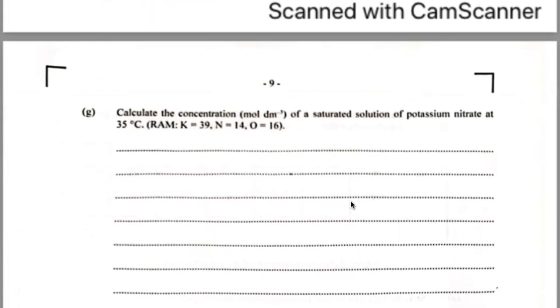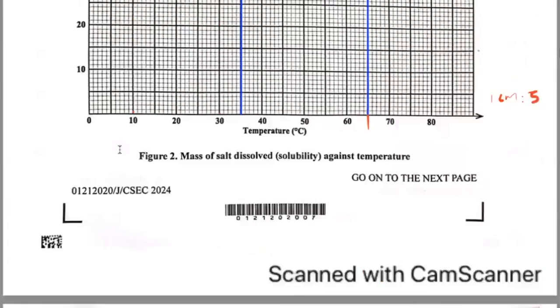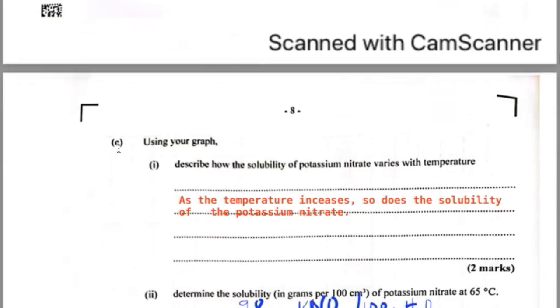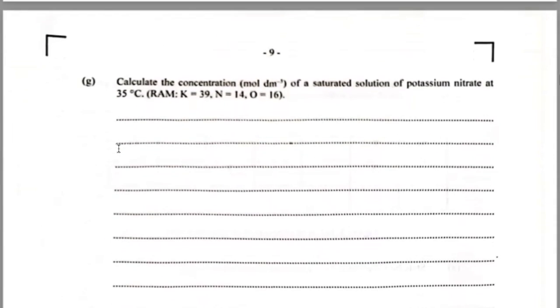Then they ask us now, calculate the concentration of it in mole per dm³. And I'm glad they put that there because solubility can be used as concentration. It's just that it's normally represented in terms of mass of solute per mass of solvent. And concentration is similar: mass or number of moles of a substance in 1000 cm³ or in 1 liter, 1 dm³. They can be used interchangeably. All right, so we want to calculate the concentration of a saturated solution of potassium nitrate at 35 degrees Celsius. We just found out that at 35 degrees Celsius, we have 42 grams. So we want to ensure that we put that in moles per dm³.